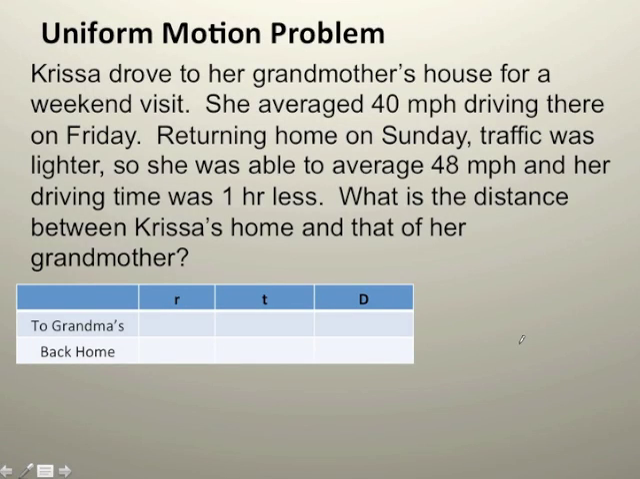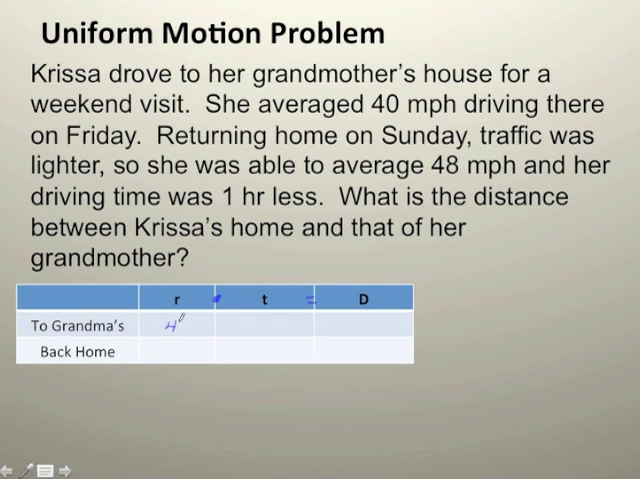This is a uniform motion problem again, and we've already got the table set up for us. We will remember that rate times time equals my distance. Chrissa traveled to her grandmother's house for a weekend visit. She averaged 40 miles per hour there on Friday, going to Grandma's house. Returning on Sunday, traffic was lighter, so she was able to average 48 miles per hour, and her driving time was 1 hour less. What is the distance from Chrissa's home to that of her grandmother?